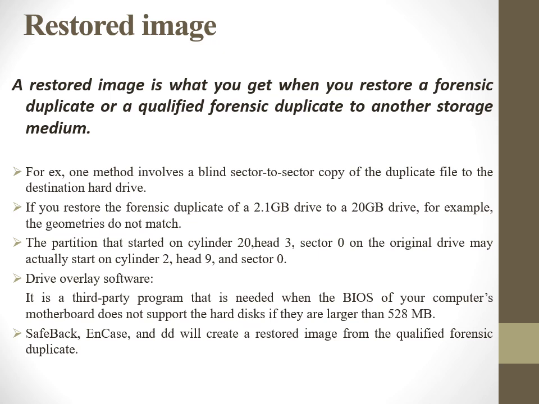We're basically saying one method involves a blind sector-to-sector copy of the duplicate file to the destination hard drive. If you restore the forensic duplicate of a 2.1 GB drive to a 20 GB drive, for example, the geometries do not match. The partition that started on cylinder 20, head 3, and sector 0 on the original drive may actually start on cylinder 2, head 9, and sector 0.